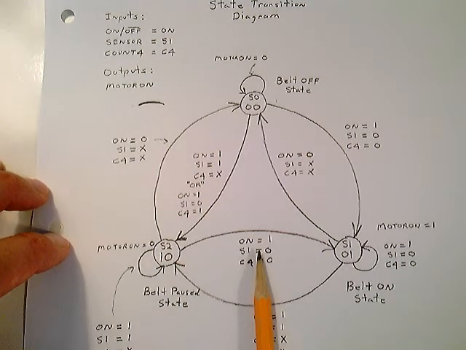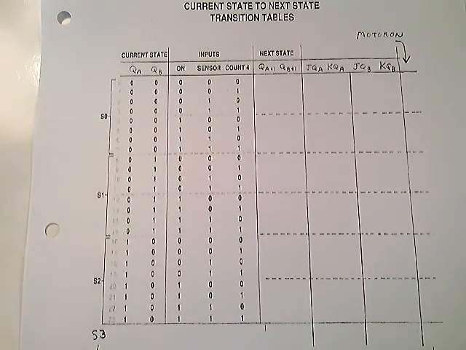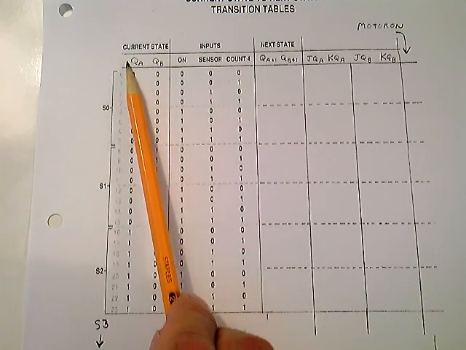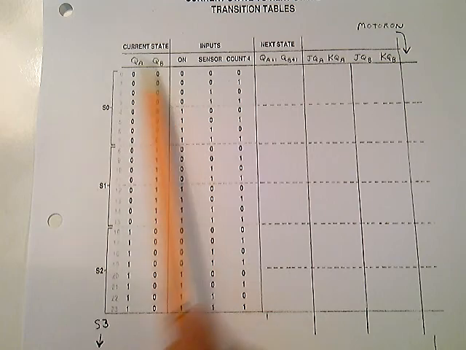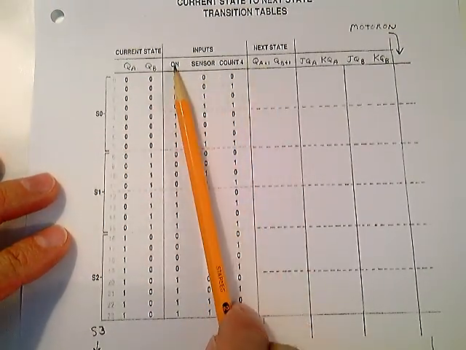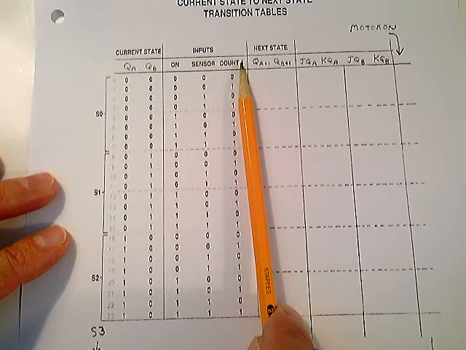So then you go from here, the state transition diagram, to your current state to next state table. And this is on page 234 of your lecture notes. Notice you have your current states. This student picked QA and QB rather than Q sub 1 and Q sub 0. But here's your current state. Here's your asynchronous inputs. On, which is the ready, if you will. Depends how you defined it. Here's sensor, and here's count 4.